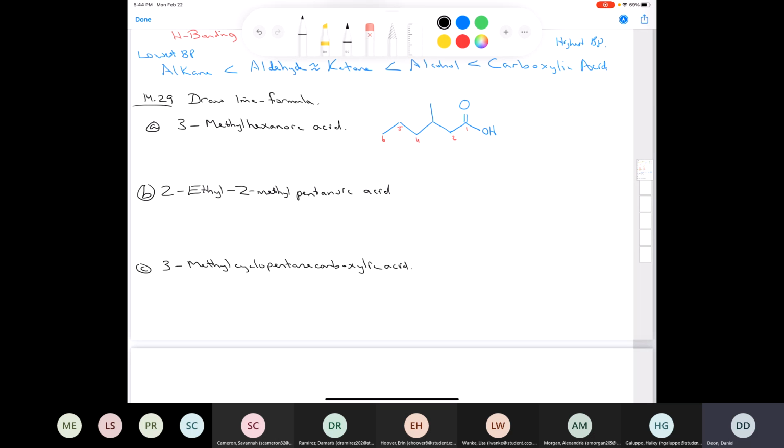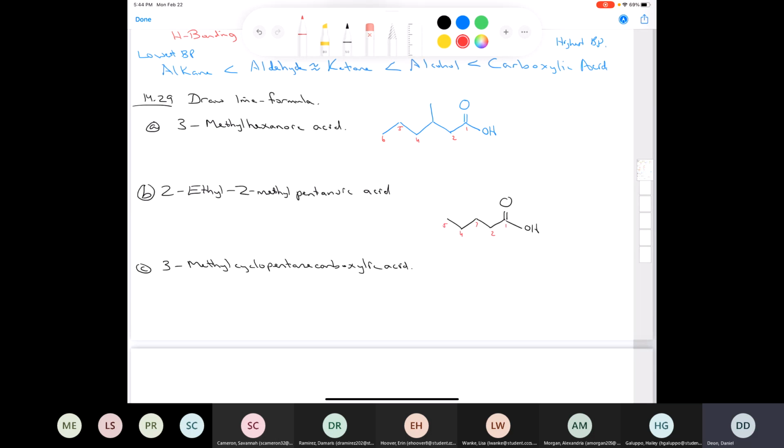All right. Well, let's do the first one here, or B, 2-ethyl 2-methyl pentanoic acid. Let's start by drawing the parent, which is pentanoic acid. It's a carboxylic acid. It's got 5 carbons, so we'll go 1. So this is the first carbon. 1, 2, 3, 4, 5. There we go. We can number the carbons if that helps.